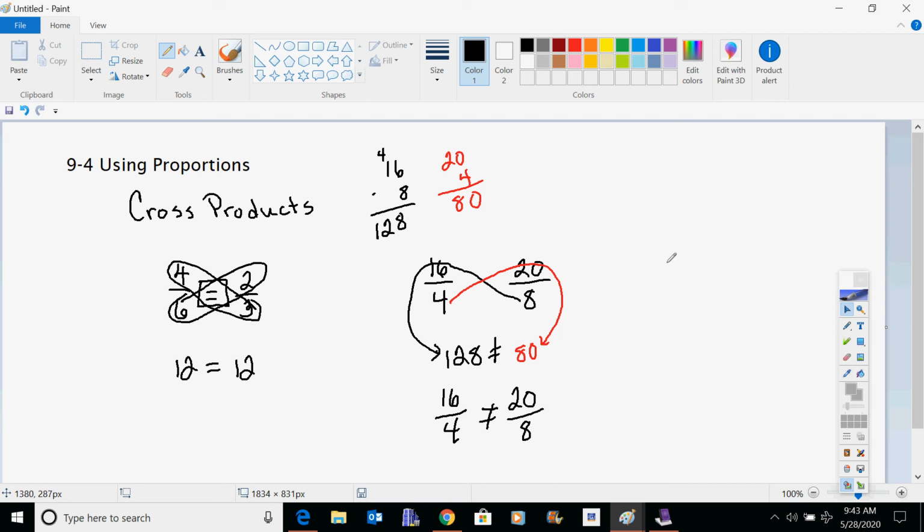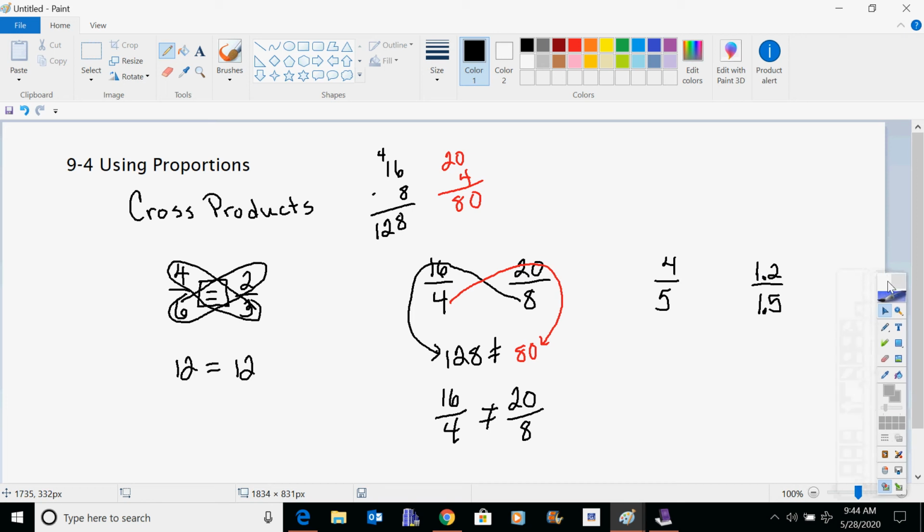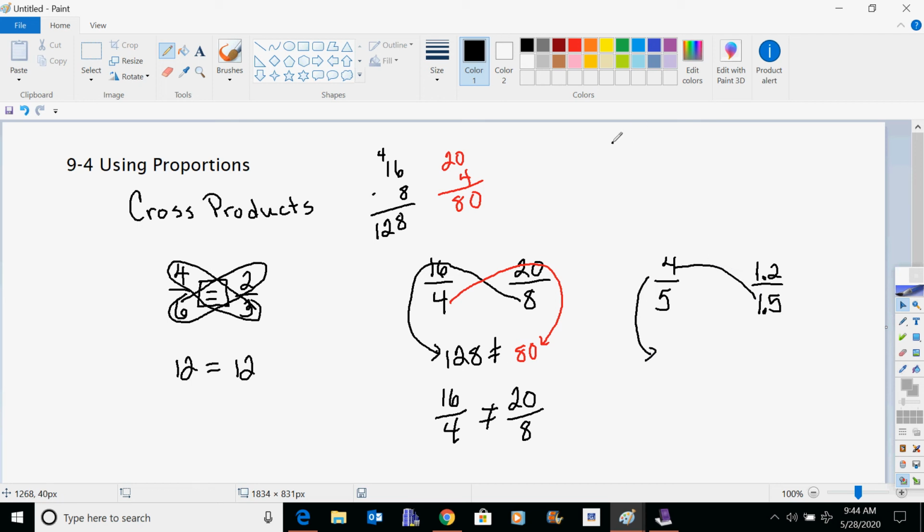Like, for example, if I wanted to check 4/5 and I want to see if that's equal to 1.2 over 1.5. Wait a minute, hold on, you said never put decimals in a fraction. That's true, but sometimes if you're trying to see if some numbers are proportional, you might end up having some decimals sneak their way in there. And cross products is going to be your much easier way than trying to find a way to make these fractions work out. So I want to take 4 times 1.5 and I want to multiply that out.